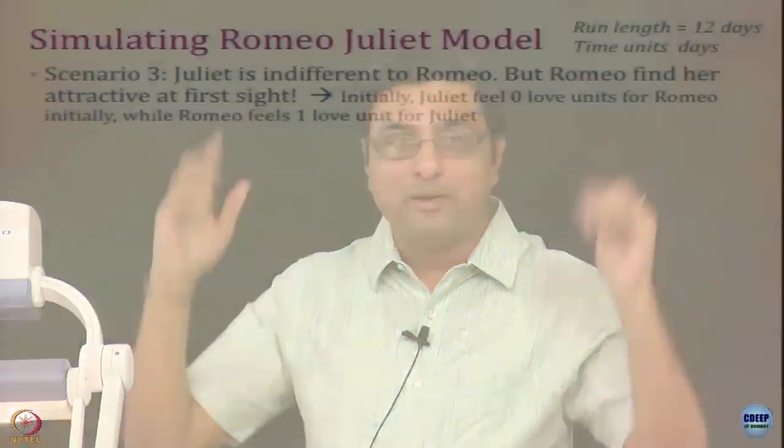Initially Romeo loves her. So, with 1 unit, based on that, the change in Juliet's love will also increase to 1. Initially, Romeo's love may not change because Juliet is indifferent. But once Juliet sees Romeo's love for her, her love stock will start reciprocating it, maybe a little later. But once both have positive values, it becomes a positive feedback system which starts reinforcing each other. Let's see how many love units accumulate in 12 days.